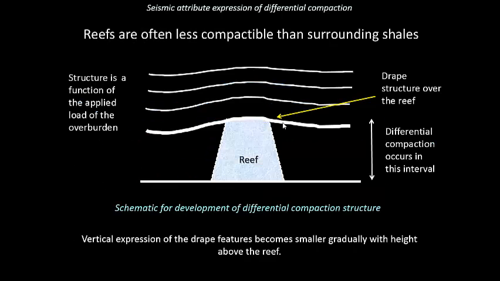Similarly, the sediment drapes can be seen over reefs, and this picture that I'm showing on the screen is self-explanatory. Differential compaction occurs in the reef, in the zone where you have the reef interval, shall I say, and the vertical expression of the drape features becomes smaller gradually with height, and so that is something we need to look for.